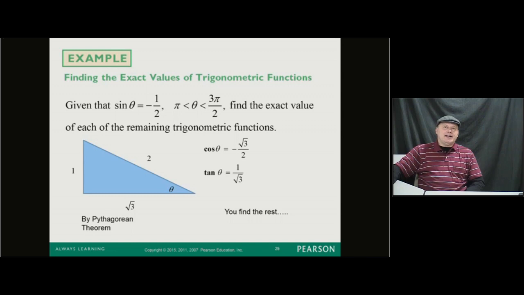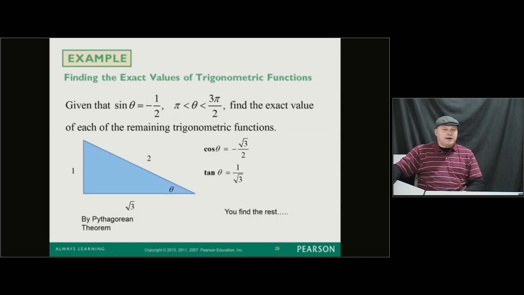Okay? But the ratios themselves are going to help me create the triangle. In this case, the opposite is 1, the hypotenuse is 2. And by the Pythagorean theorem, that gives me the adjacent side. And then I just use SOHCAHTOA to figure out all the other ratios. And then remembering that I'm in the third quadrant, tangent and cotangent should be the ones that are positive. Pretty simple. Okay? If you have any questions on this one, feel free to let me know, because this one does cause a little grief for some people.